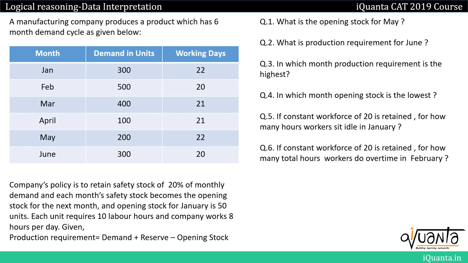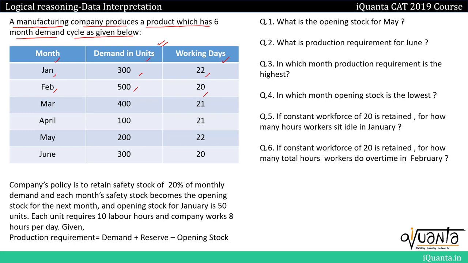Hello everyone, let's look into an easy set based upon simple calculations. A manufacturing company produces a product which has a 6-month demand cycle as given below. So this is the table. These are the months. Demands in units for each month have been given. Working days per month have also been given.